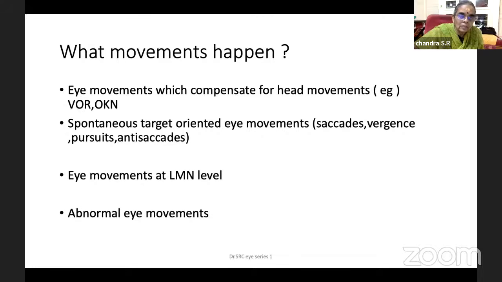Then you have eye movements which take place at the lower motor neuron, and you have eye movements which are abnormal. So these are eye movements which compensate for head movement, and eye movements which compensate for targets. They are supranuclear movements. Whereas the final common pathway is the lower motor neuron, which executes the eye movement. And you have abnormal eye movement which could be due to lower motor neuron disease, or due to the control mechanisms for gaze shift or gaze maintenance, which is upper motor neuron.